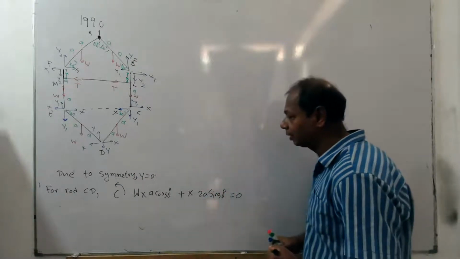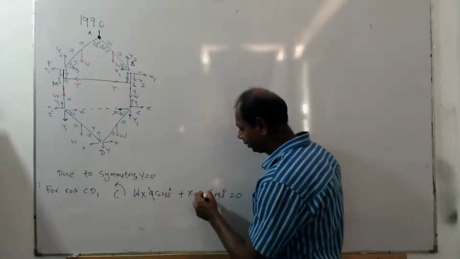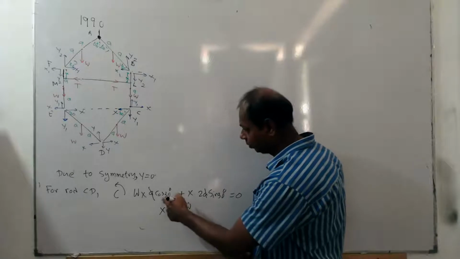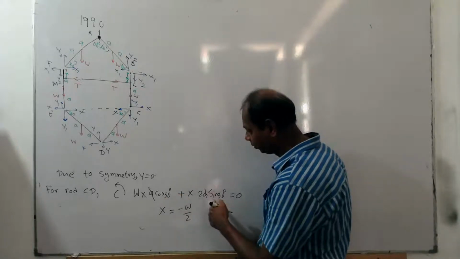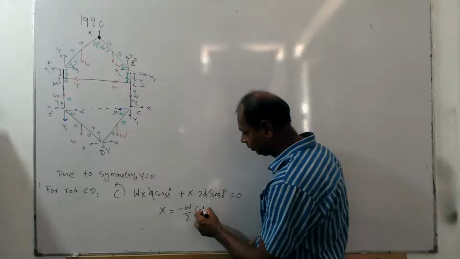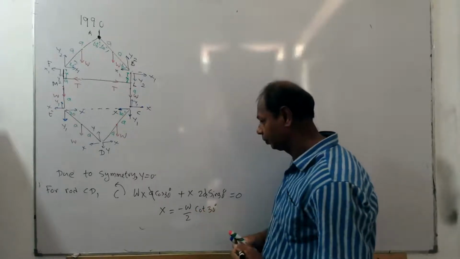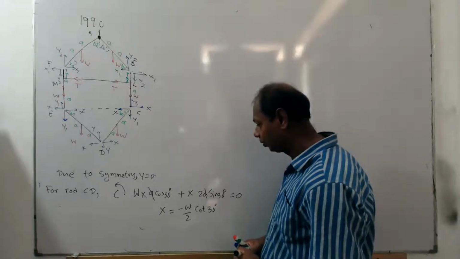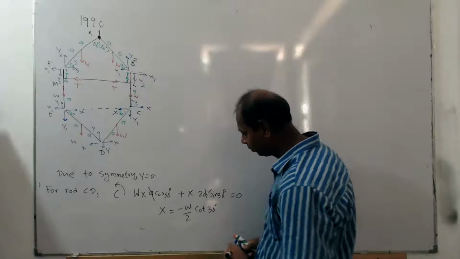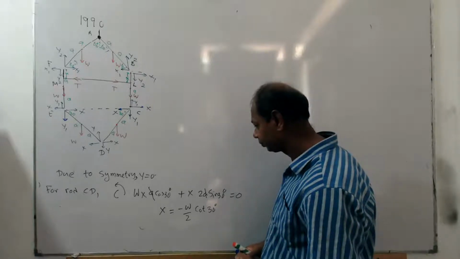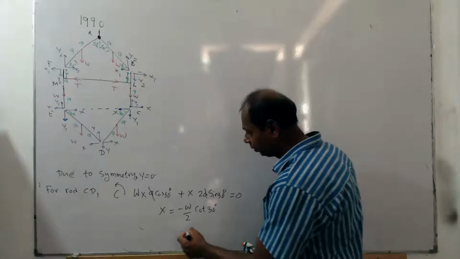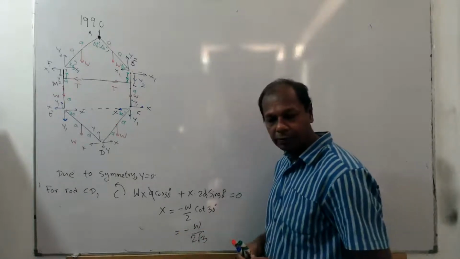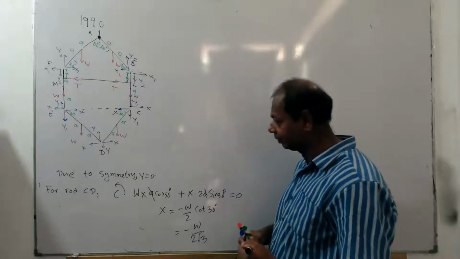So from this you can find capital X. You get capital X equals minus W over 2 cos 30 over sin 30, that's cot 30. Capital X equals minus W over 2 cot 30. Cot 30 is 1 over root 3. That is minus W over 2 root 3. That's what we get for X.